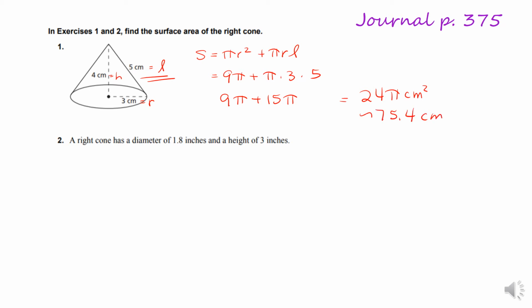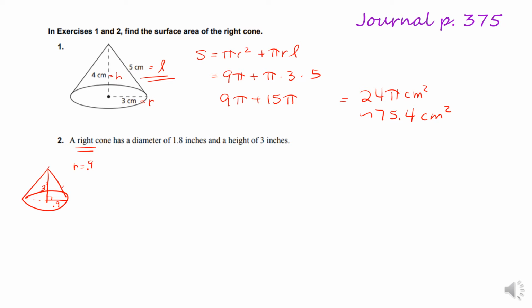75.4 centimeters squared. Okay, so there we have a right cone, has a diameter of 1.8 and a height of 3 inches. So for this one, we have to set it up a little bit differently. So I'm going to draw you a diagram here. Okay. Now the height is this, 3 inches. Okay, so this is a right cone. That makes all the difference. My diameter is 1.8, which means that my radius is 0.9.